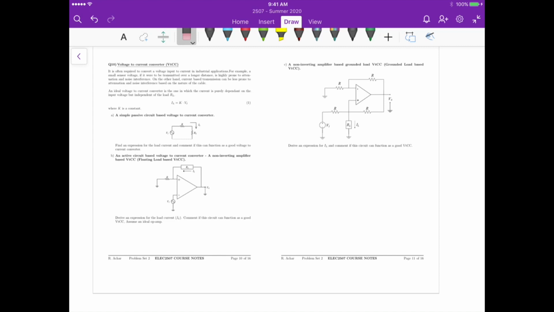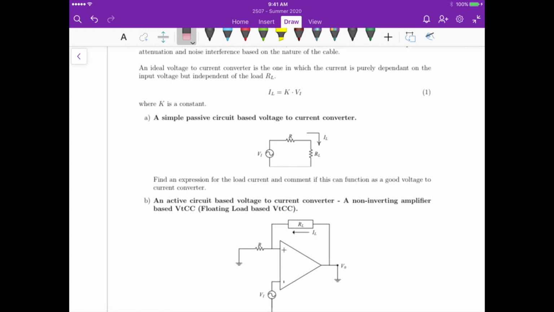Okay, so this is question 10. We have the voltage to current converter. Basically we have three options here, and we have to evaluate if they suit for a voltage to current converter. So the objective here is that we should be able to find an equation for each one of the circuits where the current IL depends on a constant K and the input voltage Vi.